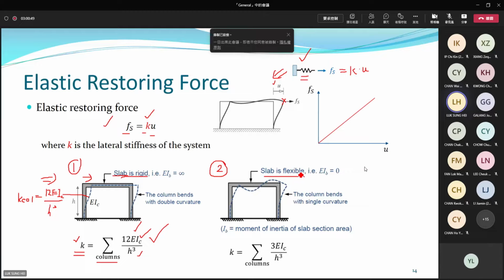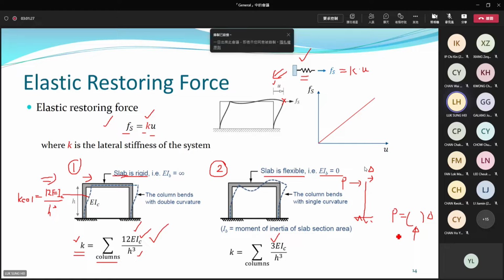The other thing is, if the slab is totally flexible, no rigidity, then you may calculate using a smaller factor, 3EI over H cubed. Actually, this one is derived from a cantilever. You apply a force, find out the force-displacement relationship. That becomes the stiffness constant. You can do a static analysis: apply a force to a cantilever column, find out the displacement, delta, F equal to something times delta.